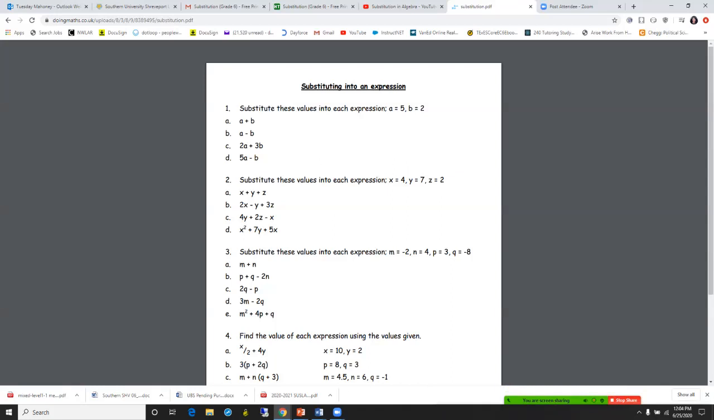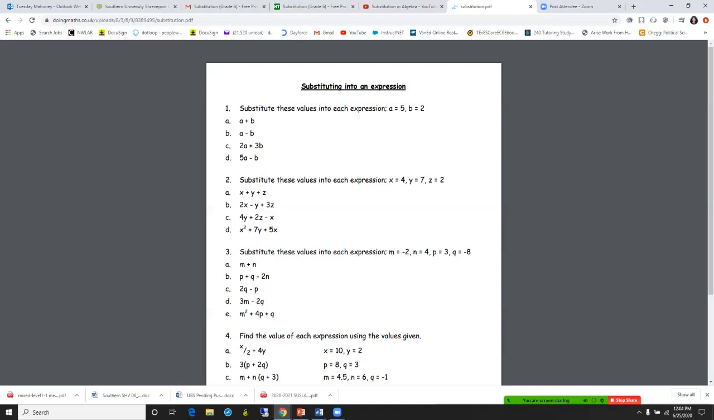Your A equals 5. Your B equals 2. So when we say substitute, that means you're going to replace the variable with the number. A plus B. That means you're going to take that A and put 5 there, and where your B is, you're going to replace it with 2. So you know that 5 plus 2 is 7. So that would be your answer to that.